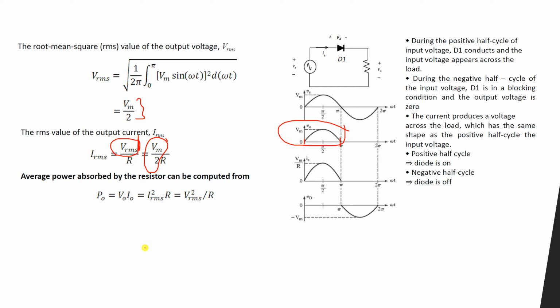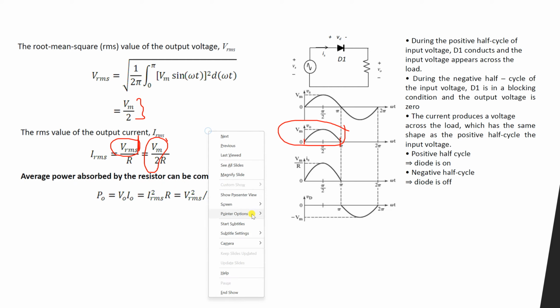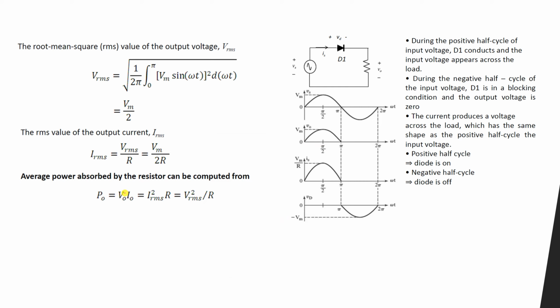Now the final thing that we would like to get is the average power absorbed by the resistor. Power is equal to voltage multiplied by current, right? So we can get the amount of power absorbed by the resistance here by using the RMS squared multiplied by R, or Vrms squared divided by R.